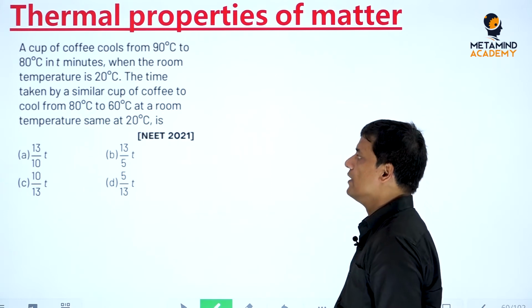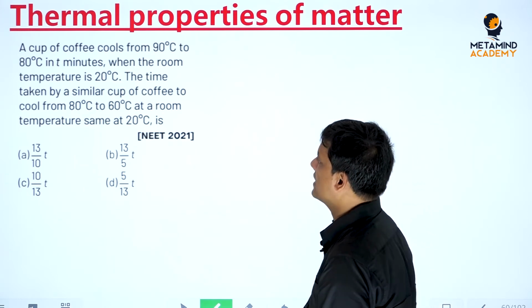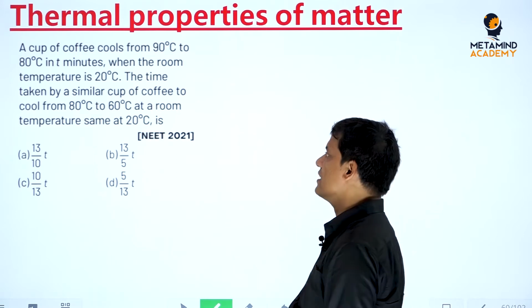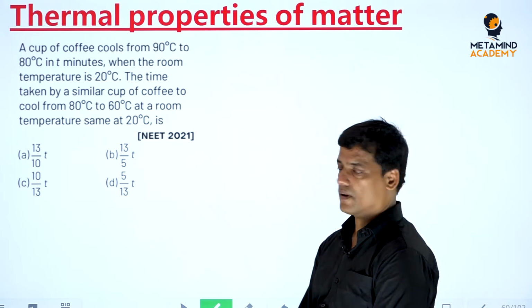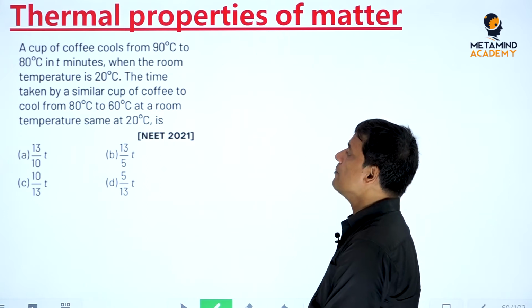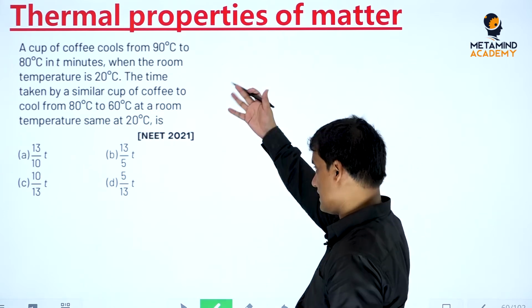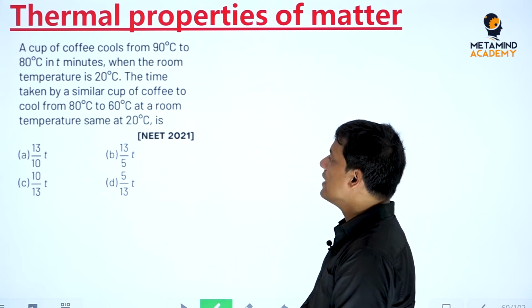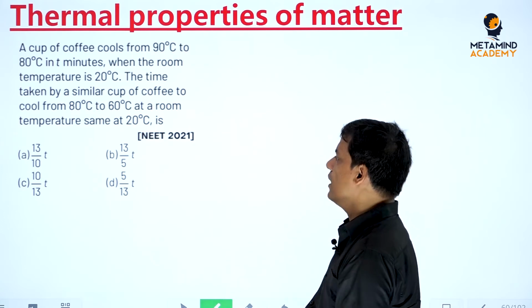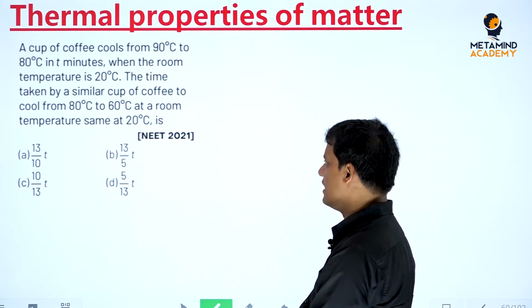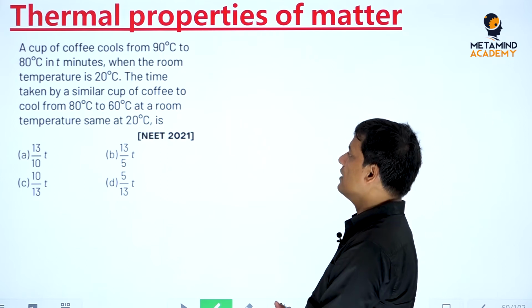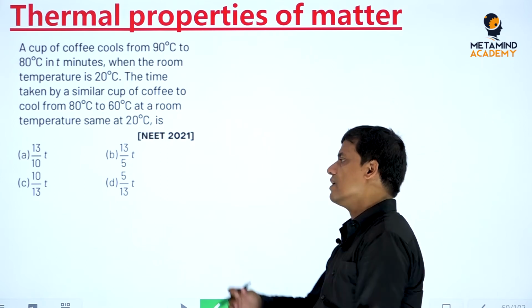A cup of coffee cools from 90 degrees centigrade to 80 degrees centigrade in T minutes, when the room temperature is 20 degrees centigrade, that is the time this is happening. The time taken by a similar cup of coffee to cool from 80 to 60 degrees, when the room temperature is 20 degrees centigrade, what will be that?